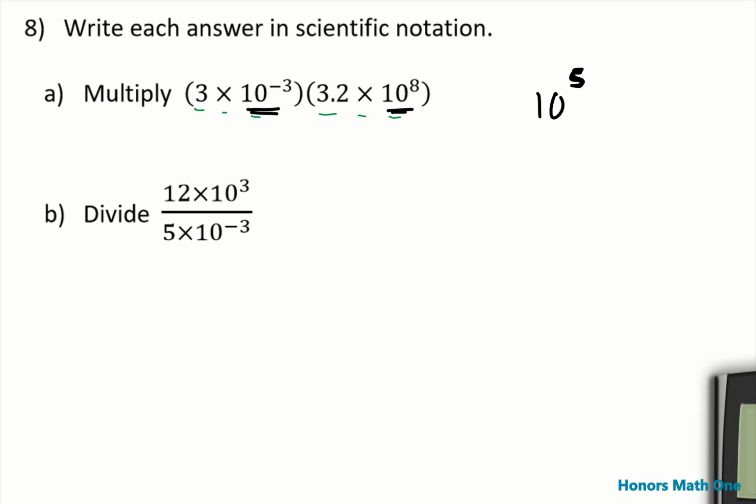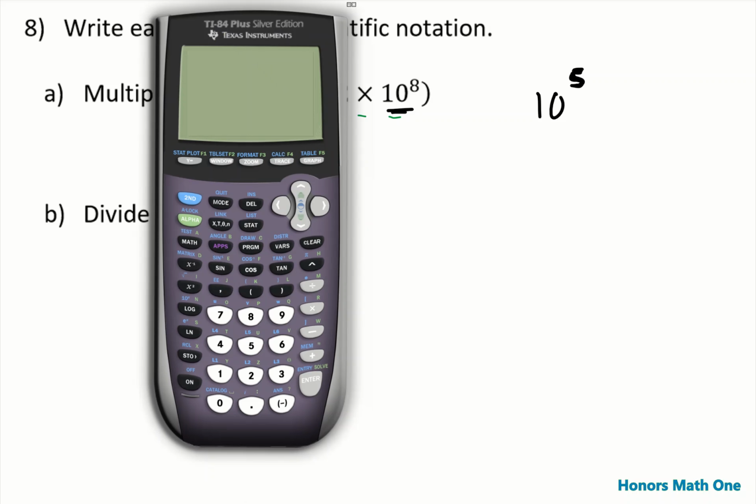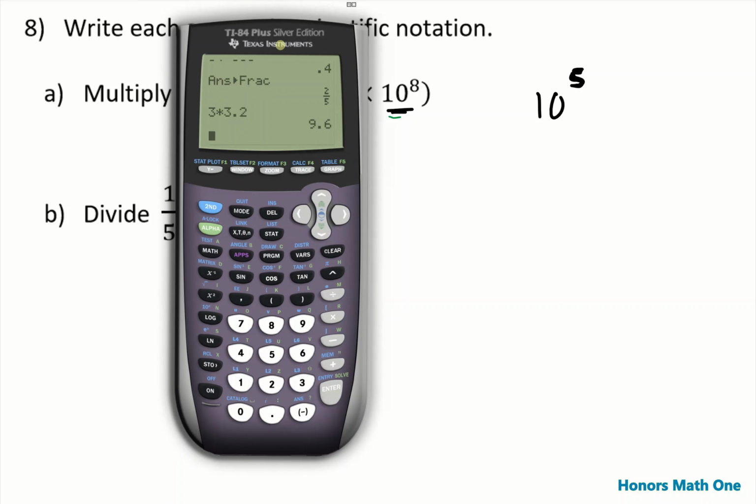When I multiply 3 times 3.2, I think I get 9.6. In fact, I'm positive I get 9.6. But because I'm taking a test and I want to get it right, I'm just kind of verifying that. Oh yeah, 9.6, great.